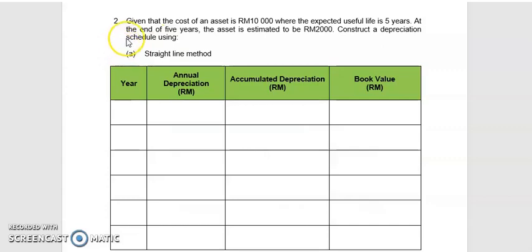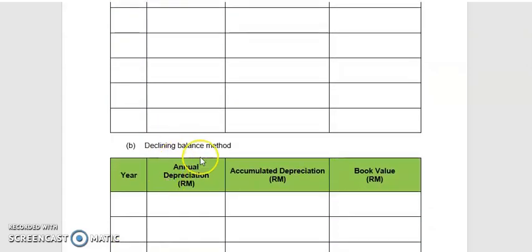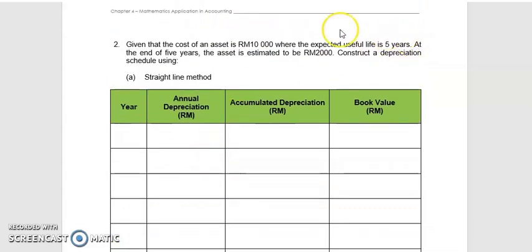For exercise number 2 here, I want you to try on your own to construct the depreciation schedule, both for the straight line method, A, and for the declining balance method, B, based on the info given here. Later on, I will give you the answer.